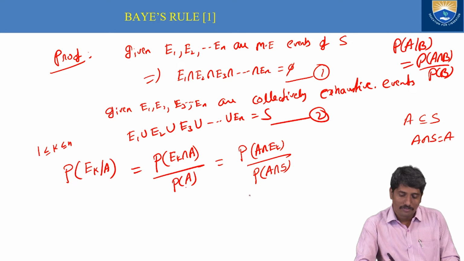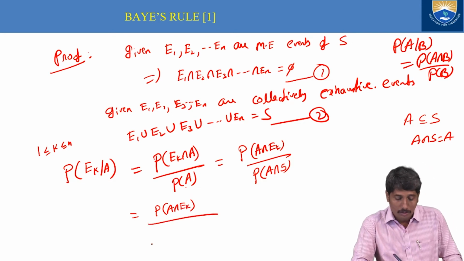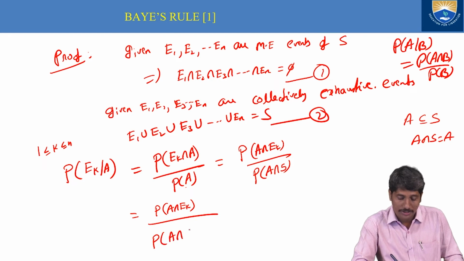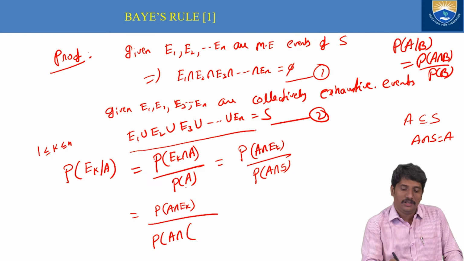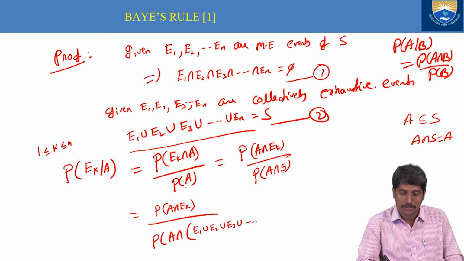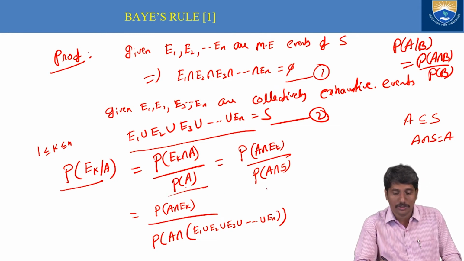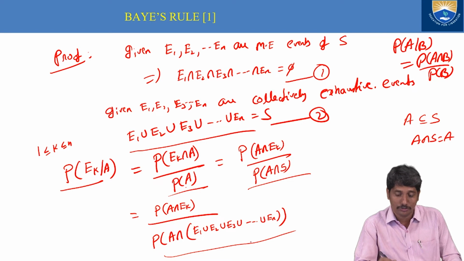Now, after writing this, what we have obtained is P of A intersection EK by P of A intersection S. What is S? Just look at equation 2. Equation 2 tells that S is nothing but E1 union E2 union E3 union, so on, union EN. So, we started with this LHS and we have written the conditional probability definition, and in the place of A, we have written A intersection S as A is a subset of S, and we have obtained this one. Okay, by using equation 2, we have reached this.